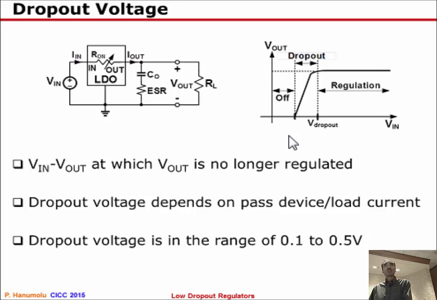Ideally, we would like to have as low a dropout voltage as possible, but in practice, dropout voltage is often traded off with power supply rejection and even load transient and things of that nature. So we would like to understand how those trade-offs work based on this definition.